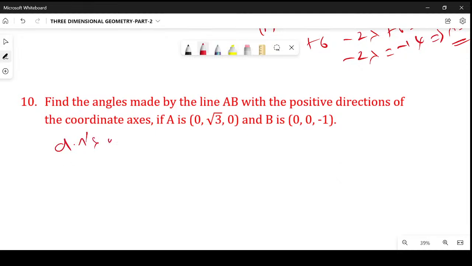Like using the previous formula from the previous problem, the DRs of AB bar are x2 minus x1, y2 minus y1, z2 minus z1. If we use it, 0, minus root 3 and minus 1 it comes. Correct? These are the DRs of AB bar. But you can see here, what are the direction cosines of this? To find the direction cosines, this is like A, B, C, right? I can consider the DRs of this one as A, B, C.